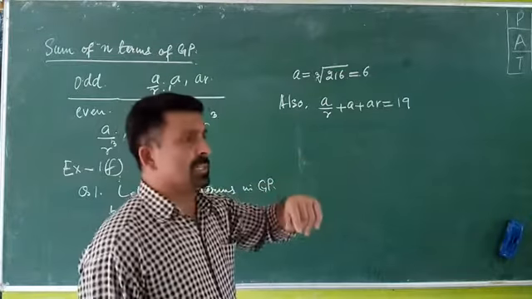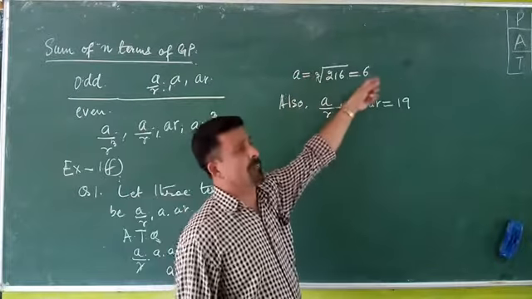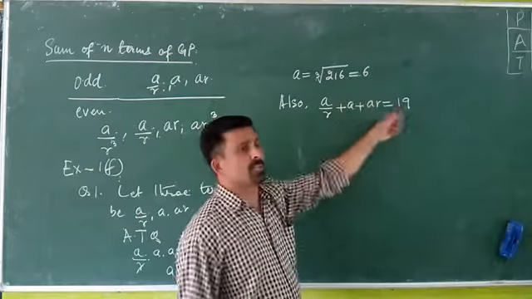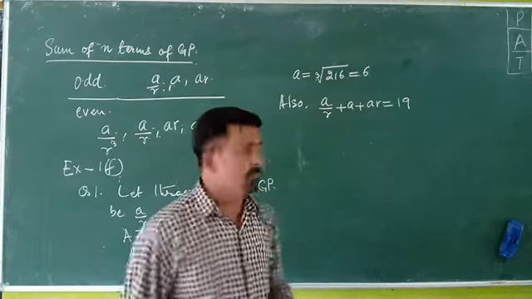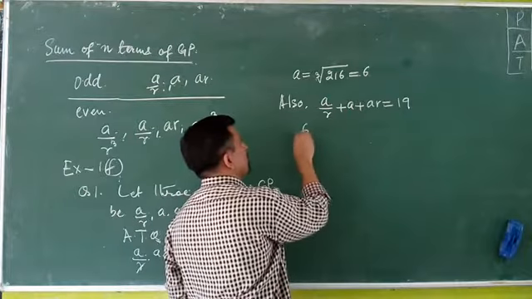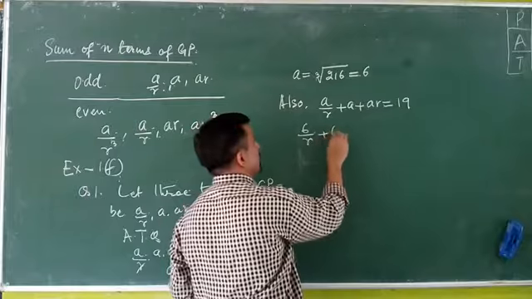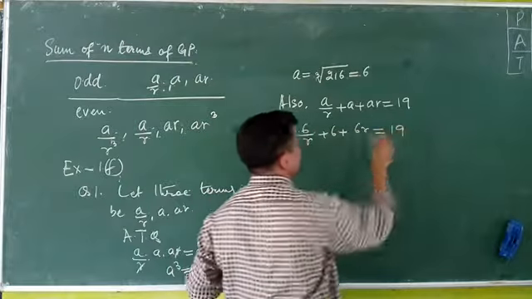So we will simplify this and we will get the value of R. Now, since we have calculated the value of A, why don't we use it here in this equation? Otherwise, it cannot be calculated. Yes, sir. So we are going to put the value of A as 6. So this will become 6 over R plus 6 plus 6R is equal to 19.